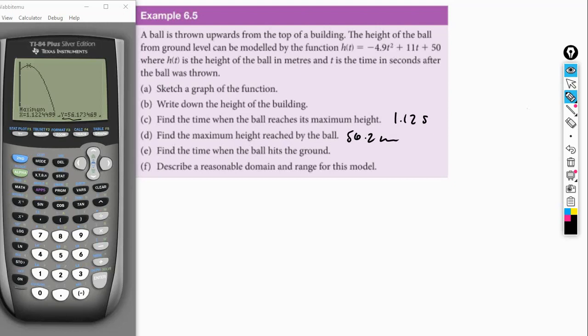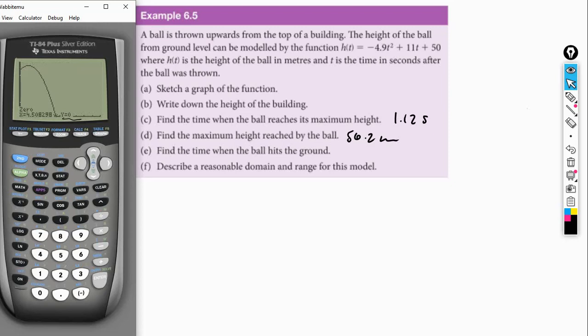Find the time when the ball hits the ground. For that, we can use the calculator again. For this, we use a function, which is 0, number 2. So click on that, and it's going to say left bound. So left bound would be a little bit above the x-intercept. So let's hit enter there. And then we go down and hit enter again, and there is our x-intercept.